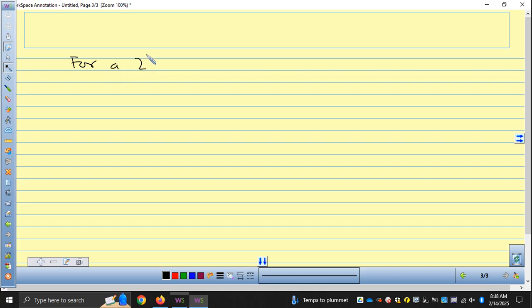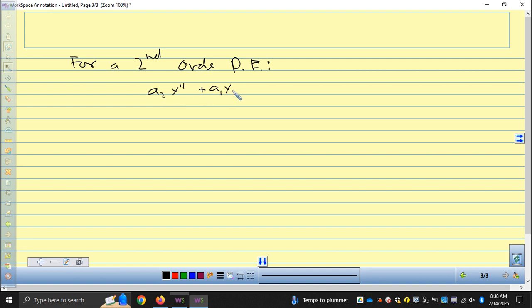For a second order differential equation, I'm going to say a sub 2 y double prime plus a sub 1 y prime plus a sub 0 y equals g of x. And here the a's, the coefficients, can be functions of x.